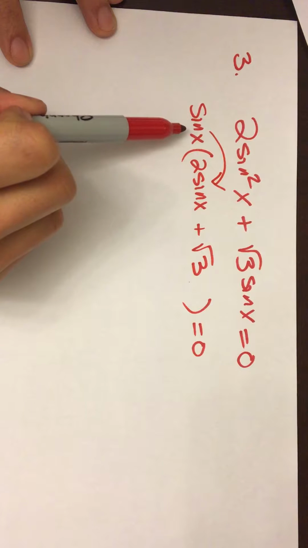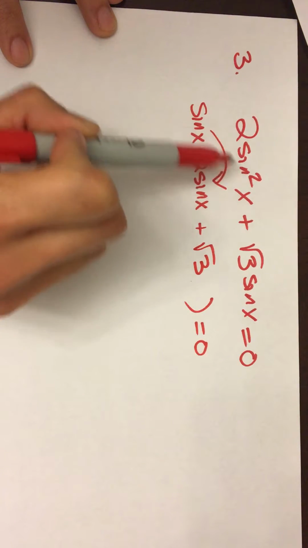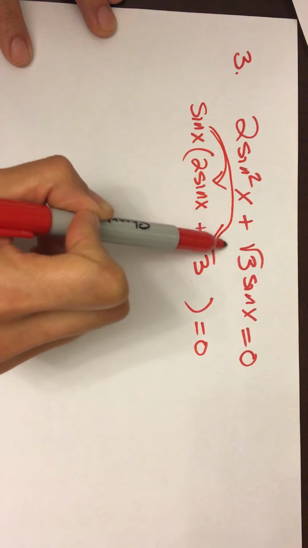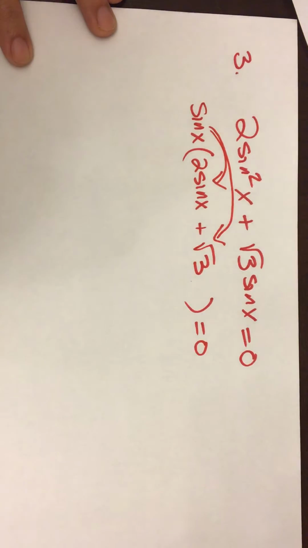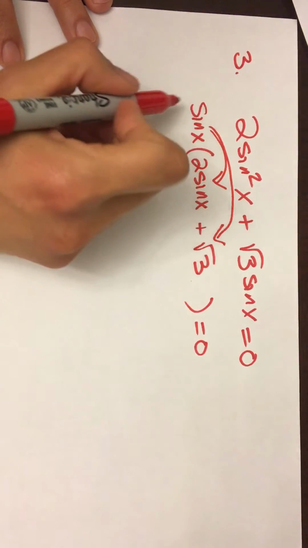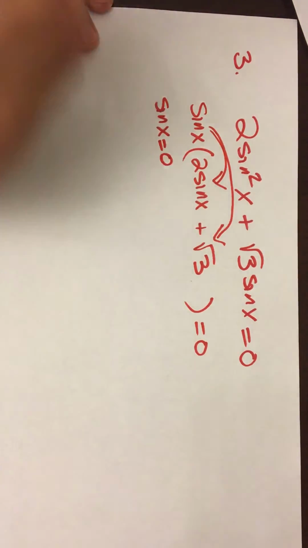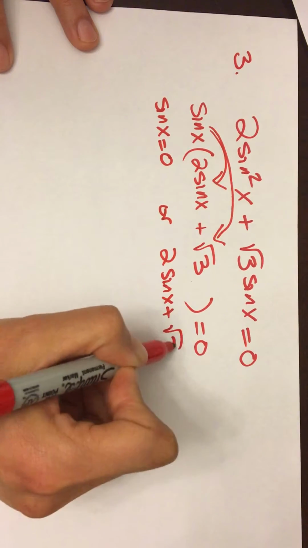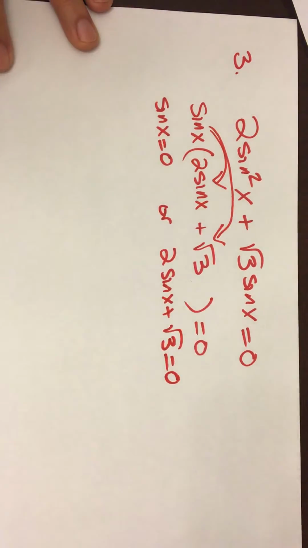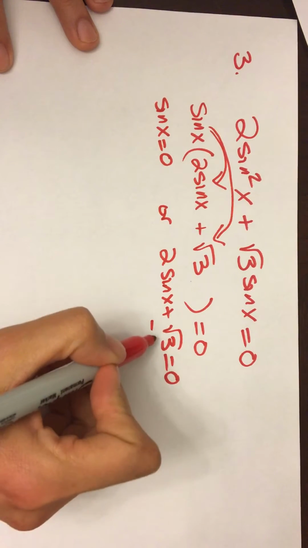If we multiply sine x and 2 sine x, you're going to get 2 sine squared x. And then if we take sine x times the square root of 3, we're going to get the square root of 3 sine x. Now that we have factored our equation, we're going to use the zero product property. So that's going to give us sine x is equal to 0, or 2 sine x plus the square root of 3 is equal to 0. We're going to solve for this equation first. So this is just reverse operations.